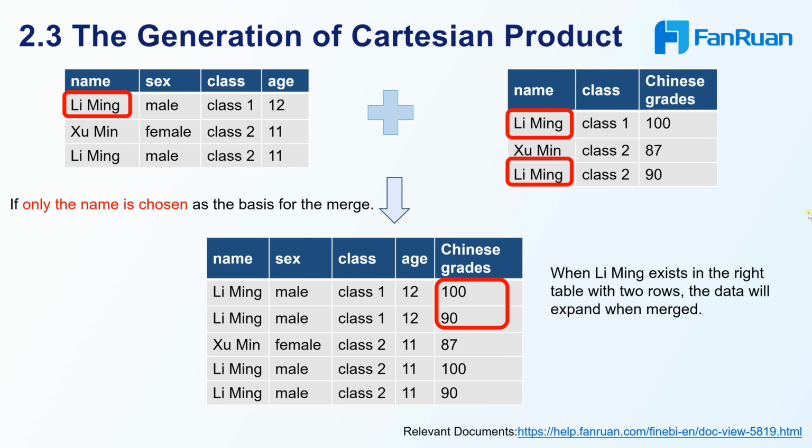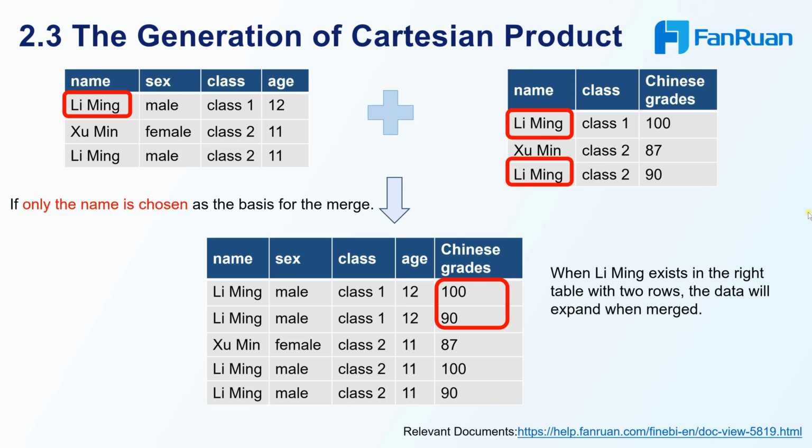So, how can we solve this? Some of you might suggest, since you keep talking about the merge criterion, we should add the class field as part of the merge criterion. That's right, this is one solution. By adding the class and name together, we create a unique merge criterion. This ensures that each Li Ming in the left table matches only one Li Ming in the right table. Thus, data expansion won't occur.